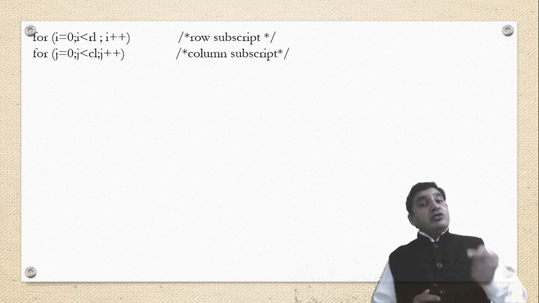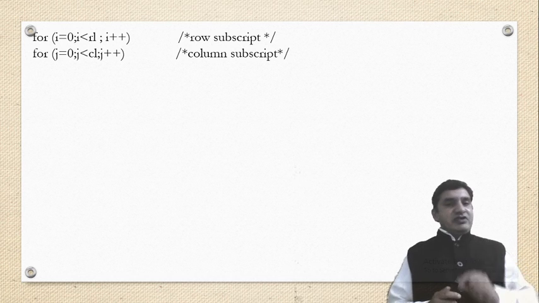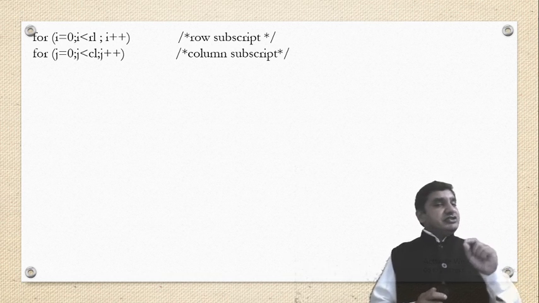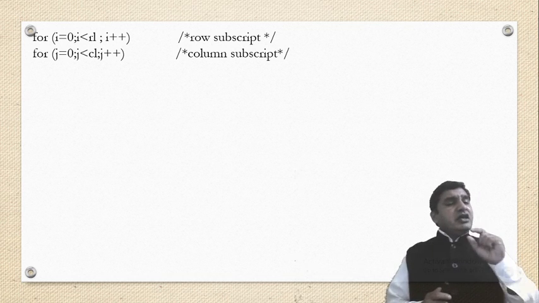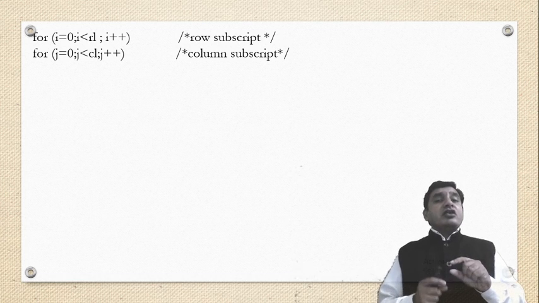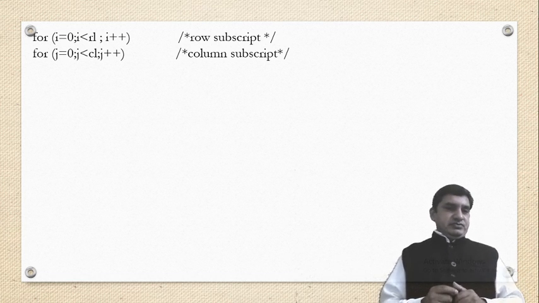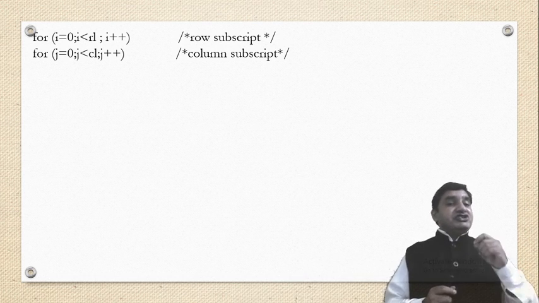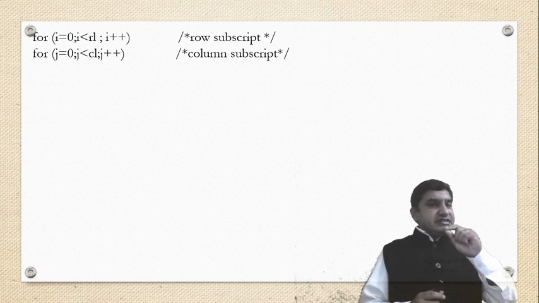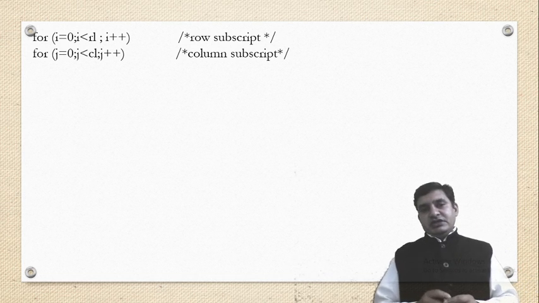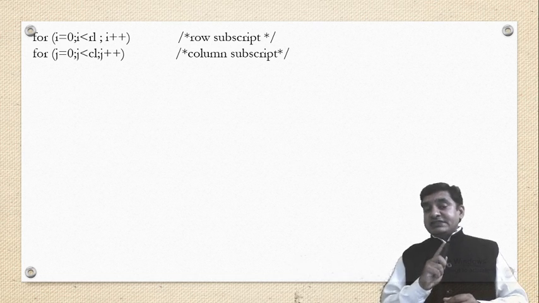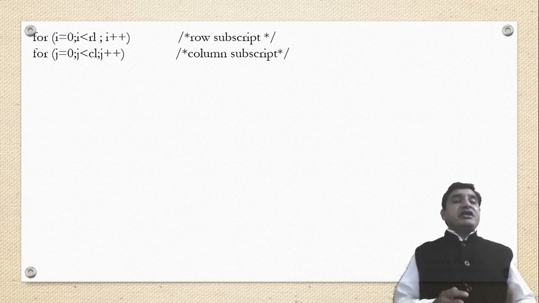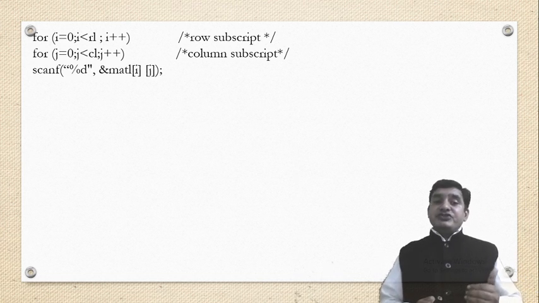Here, a loop inside the loop, j is equal to 0. Okay, this is initialization. This is for the column subscript. The first is for the row subscript. j is equal to 0, j is less than C1, and then we have to increment the value of j.